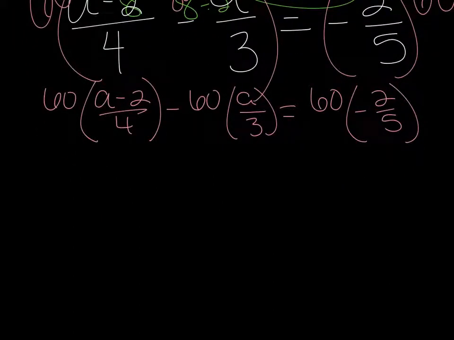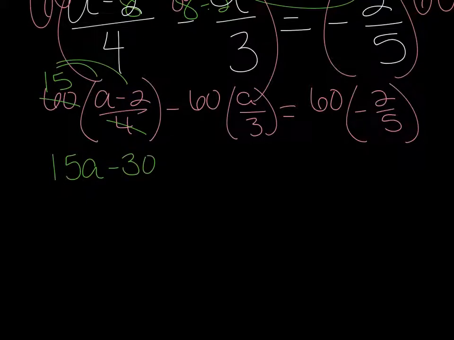Okay, so for this first one, when I divide out that 4, my 60 becomes a 15. Now the reason why I told you to use parentheses is because now I have to take 15 times this quantity, which means I'm going to have to do what with the 15? Distribute it, right? So I'm going to have 15a minus 30. Okay, parentheses are a good idea.